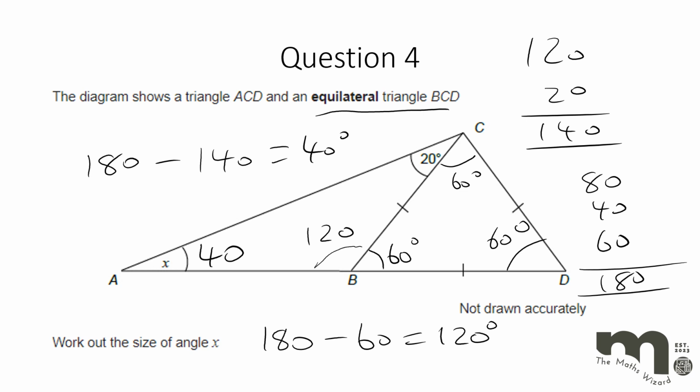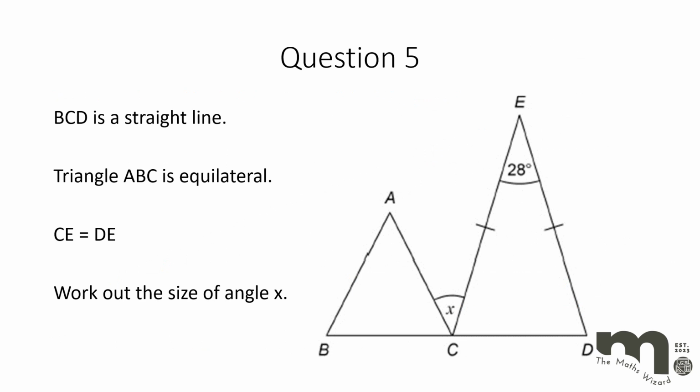Okay, let's look at one final one then. So we've got this BCD here. So BCD is a straight line. So it's important, if they're telling you something's a straight line, it will be important to answer the question. Triangle ABC is equilateral. This is the one on the left. And we're being told that CE, so this side here, is equal to DE. So all of these facts are going to be important in terms of trying to figure out this angle X. So I want you to now pause your video and have a go at this one.